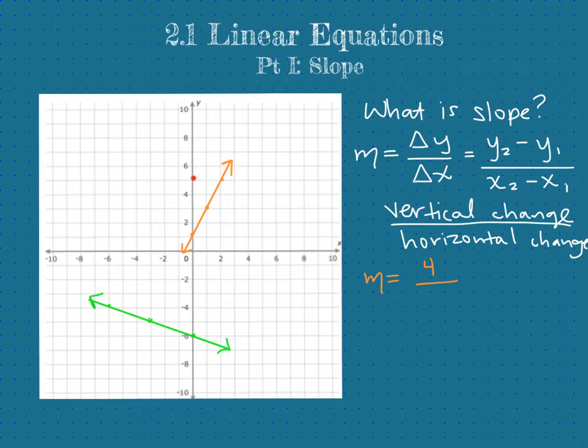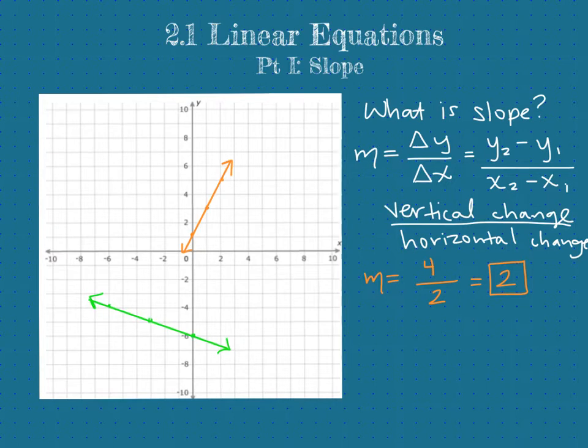And our run, we're here. Our run to the right, our horizontal change is 1, 2. And it's to the right, so it's positive. 4 over 2 is 2. What if you picked 2 other points? If you went from this point to this point, you would rise 2 and run only 1, and 2 over 1 is also 2.